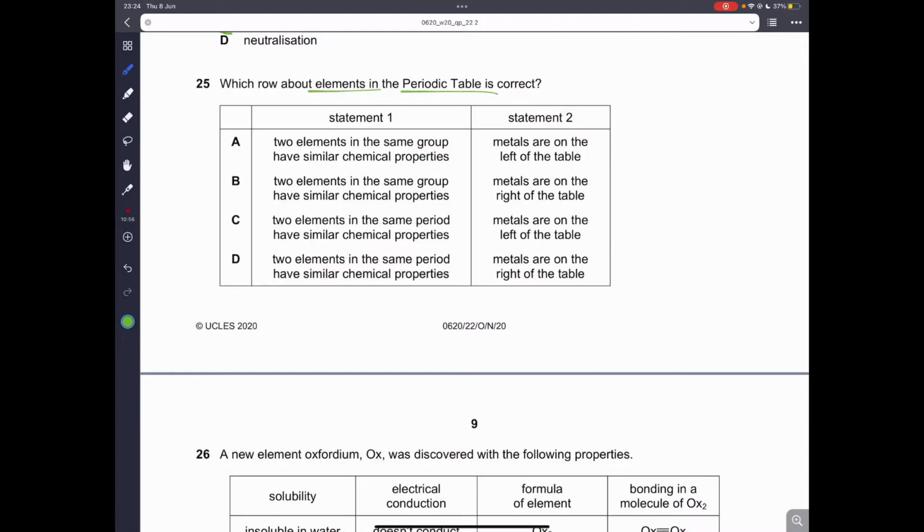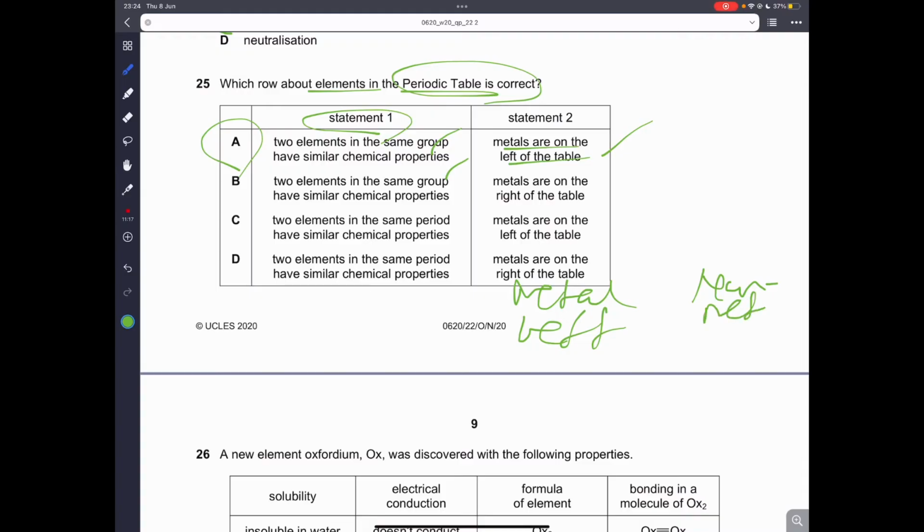25. Which statement about the elements in the periodic table is correct? Let's look at statement 1. 2 elements in the same group have similar chemical properties. This is correct. Metals are on the left of the table. This is also correct. Remember, metals in the periodic table are on the left, and the non-metals are on the right. And in the middle of the periodic table lie the transition elements.